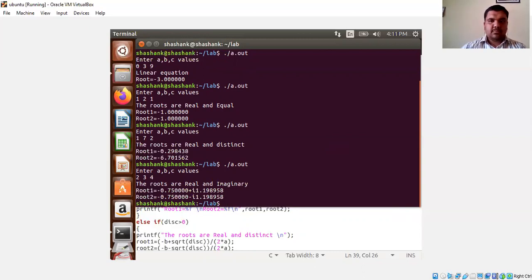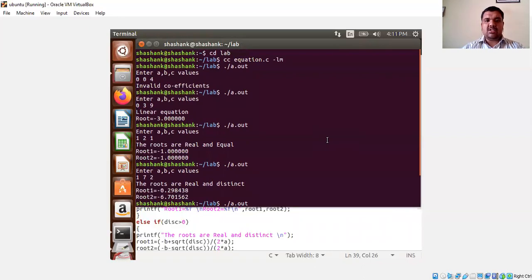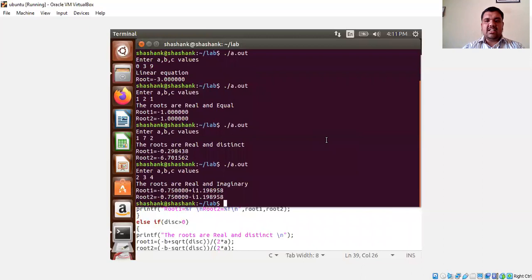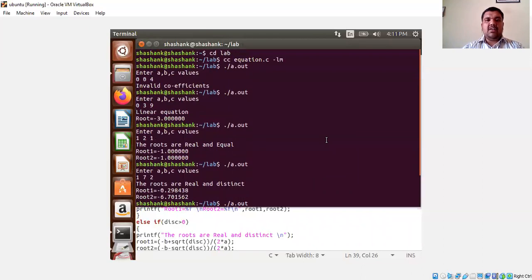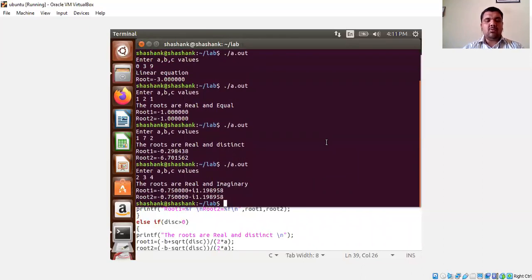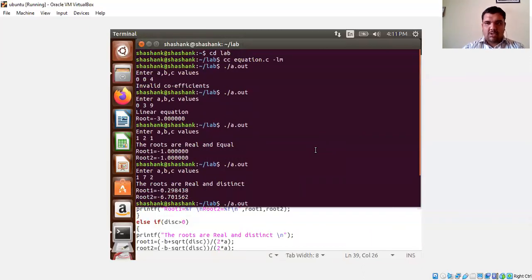Okay, so now we are done with checking all the conditions of this particular program, the quadratic equation, and we are now familiar with how it is going to work. So you also try with different values of a, b and c, and test for different cases for the nature of roots of the quadratic equation, like the way I have done. If you have any doubts in executing this particular program, feel free to contact me.